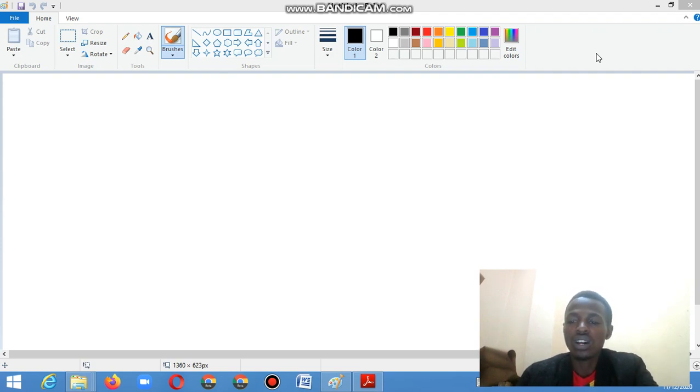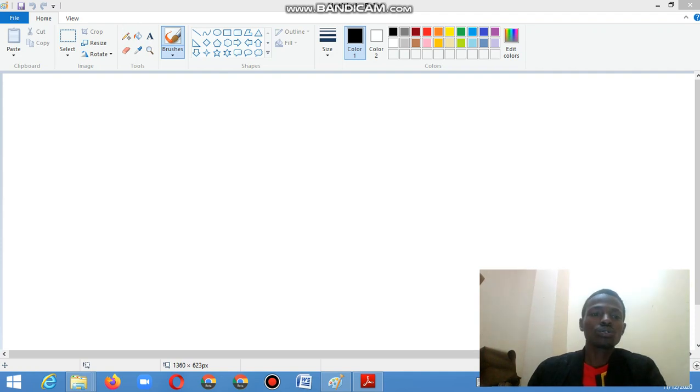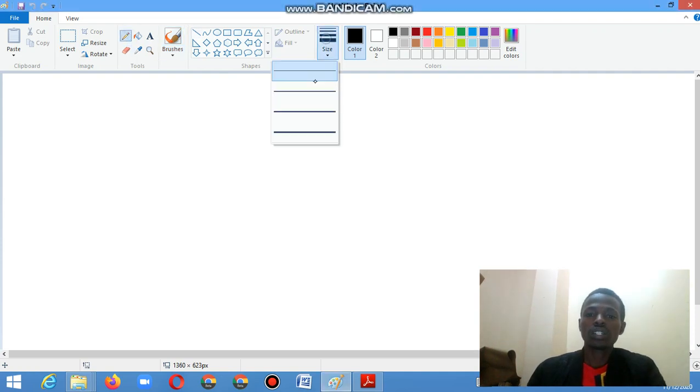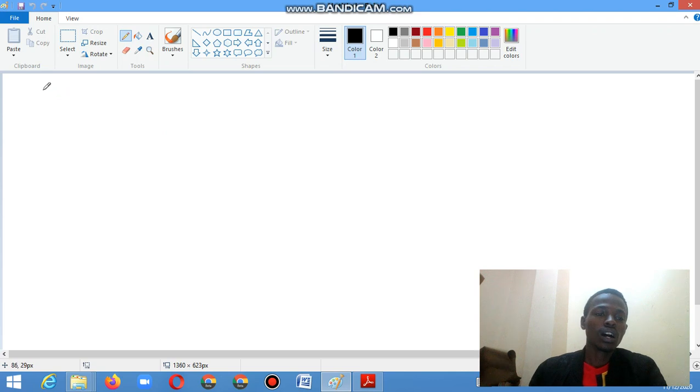How do you solve a quadratic equation using completing squares? So our topic today is solving quadratic equations using completing squares.